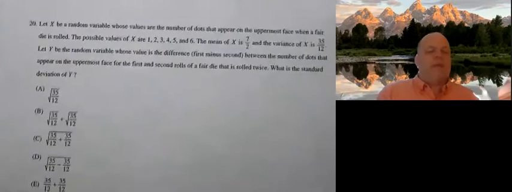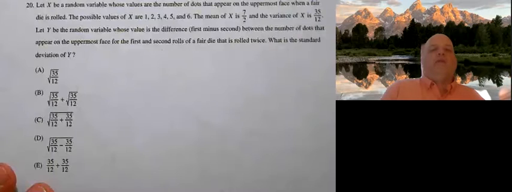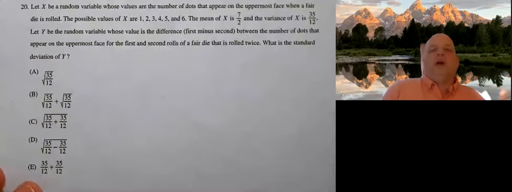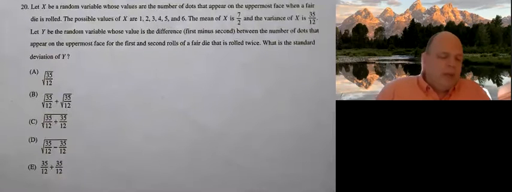And then on number 20, let X be the random variable whose values are the number of dots that appear on the uppermost face when a fair die is rolled. The possible values are 1, 2, 3, 4, 5, or 6. So we're rolling a dice, and if we roll a dice, this is what we can get.